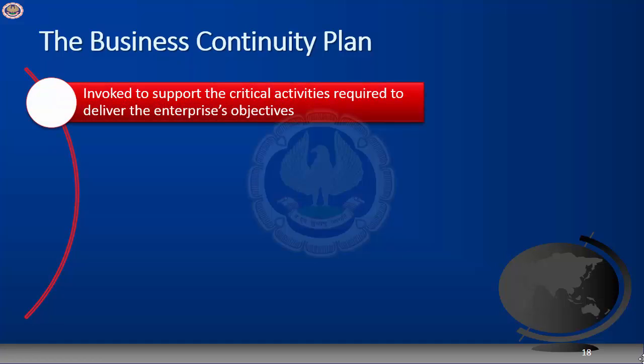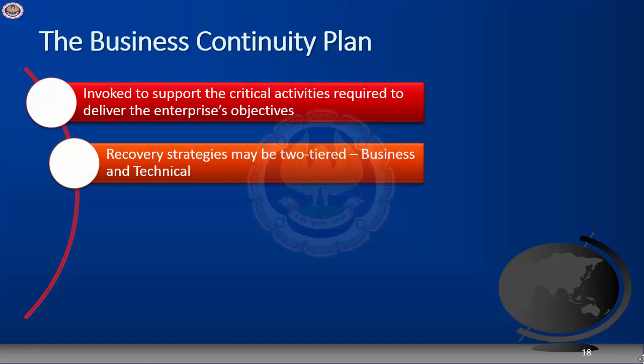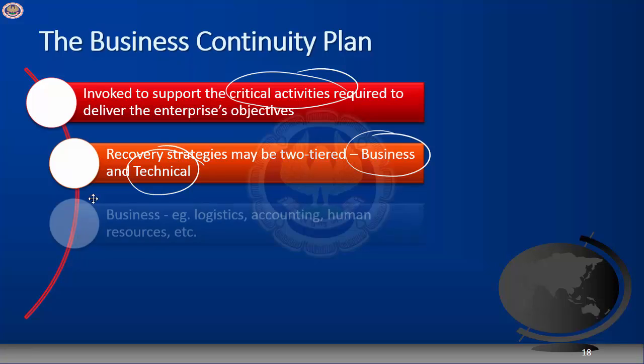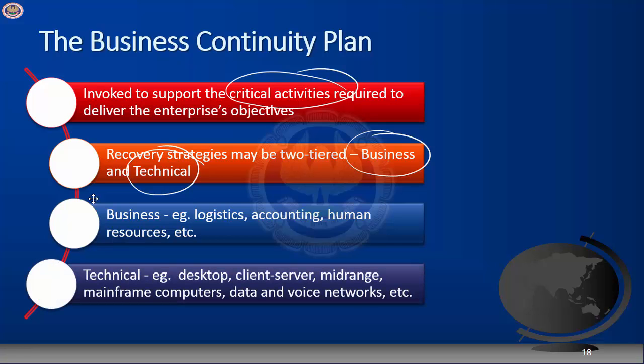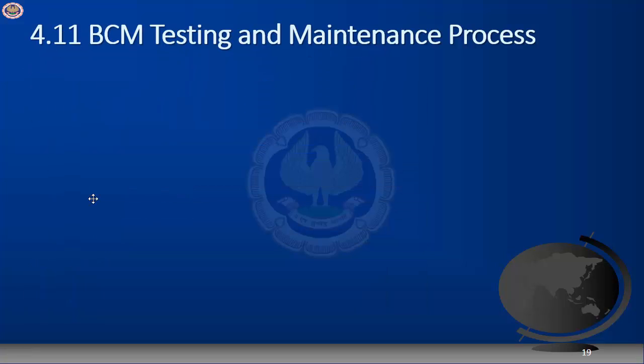Now let's look at the business critical plan. What is the business critical plan? It's invoked to support the critical activities. The recovery strategies may be looked at from the point of view of business and technology. We also discussed this clearly, that when you look at the business critical plan, technology focuses more on the disaster recovery. When you look at the business, you could look at logistics, accounting, and various other processes which are required. And when you look at technology, you look at various technical aspects of the technology.